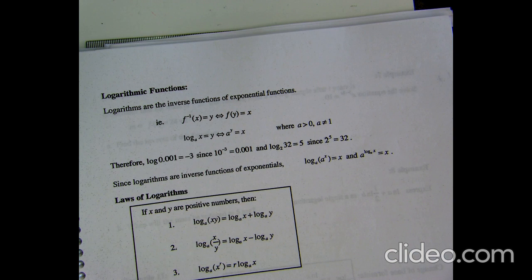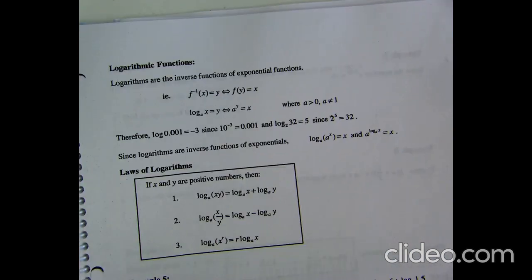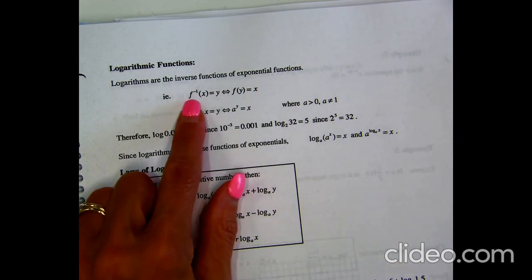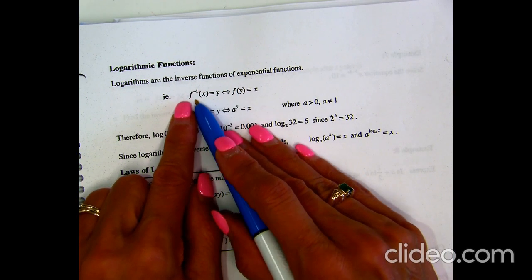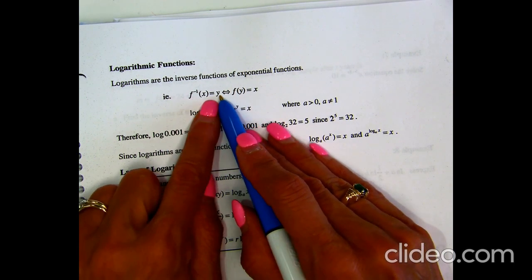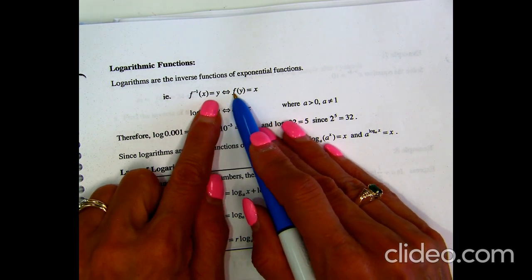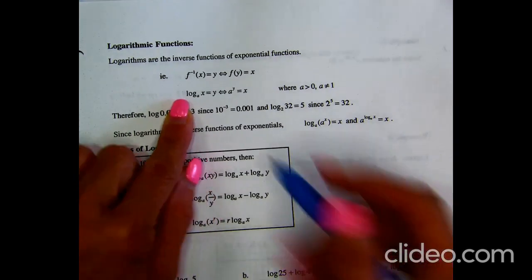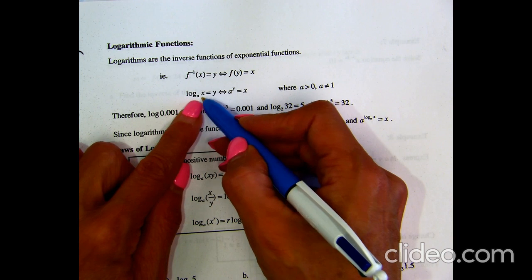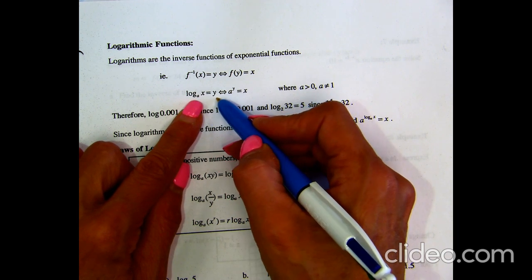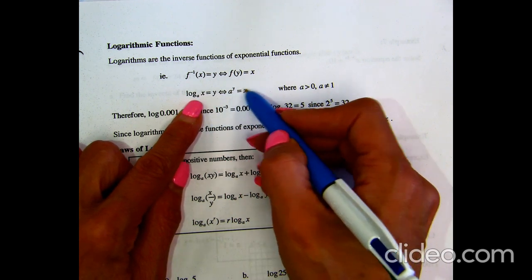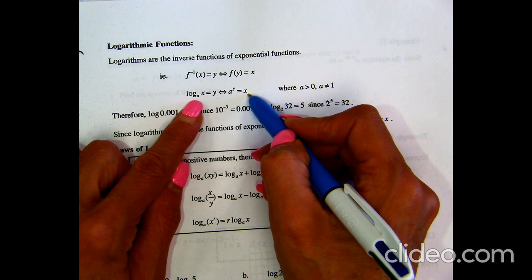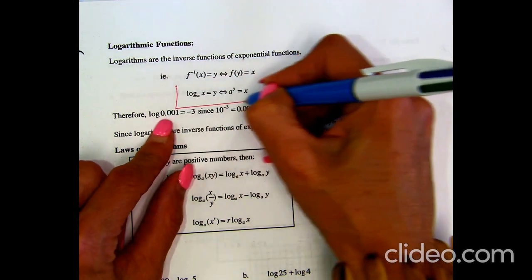As you know, a log is an inverse of an exponential function. So when we say inverse, we mean this: f inverse x equals y if and only if the function at y is equal to x. Here's our inverse log function. Log to the base a of x equals y if and only if a to the y equals x. That's how we defined it.